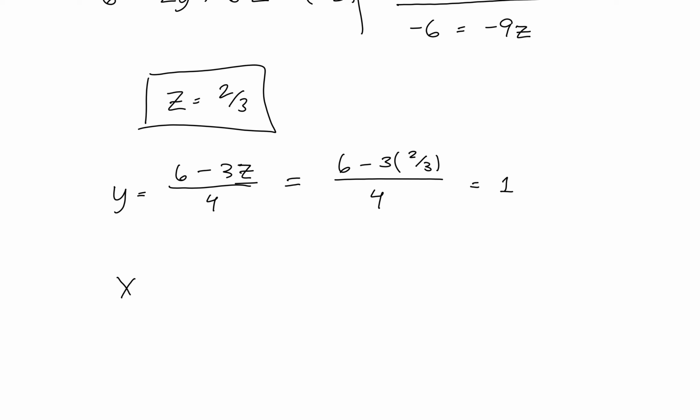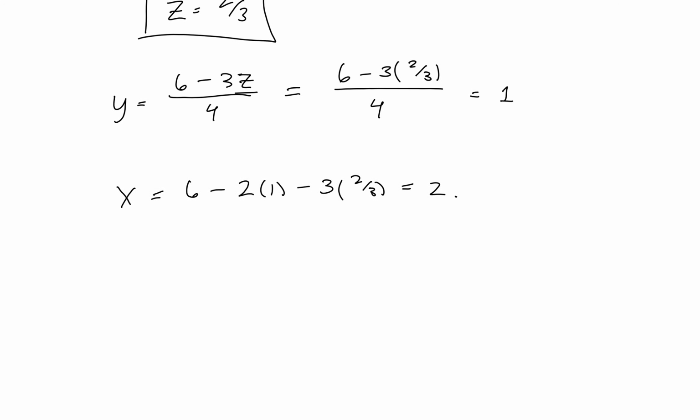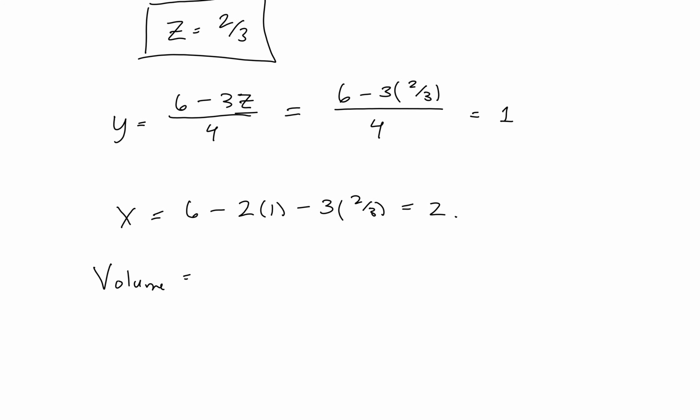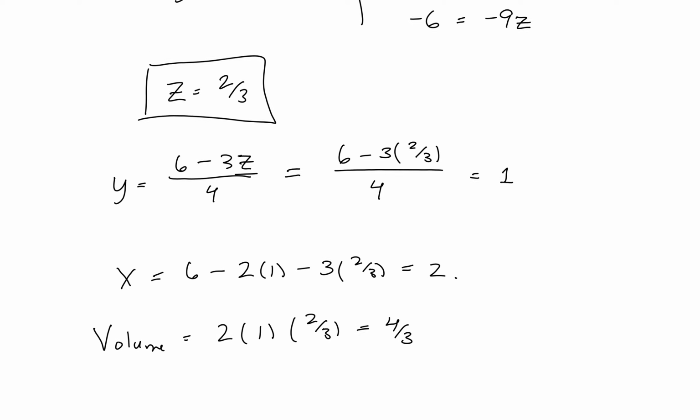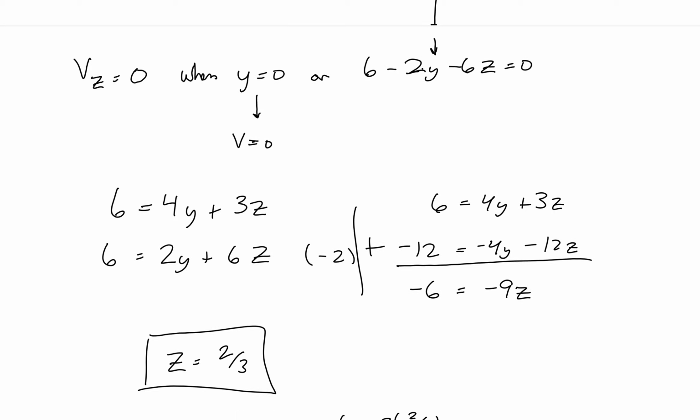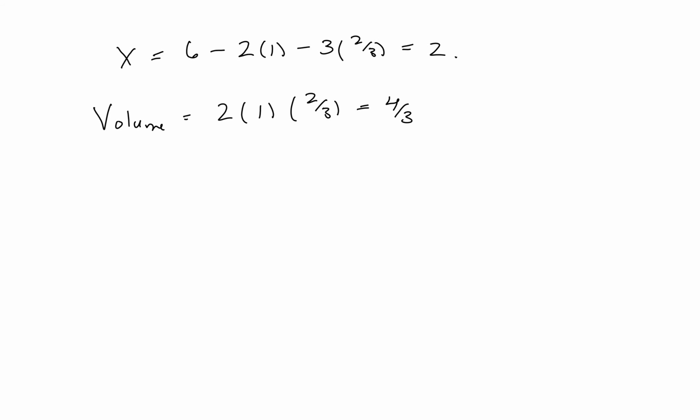And then we can go back to the beginning and remember this x is 6 minus 2y minus 2z, so this is 2. So the volume for this measurement is the product of all of these. So this is 2 times 1 times 2/3, which is 4/3. This tells us we can get a positive volume, so it was fine to ignore those two up here that were giving this 0 volume. And now we just need to check this is actually a maximum.